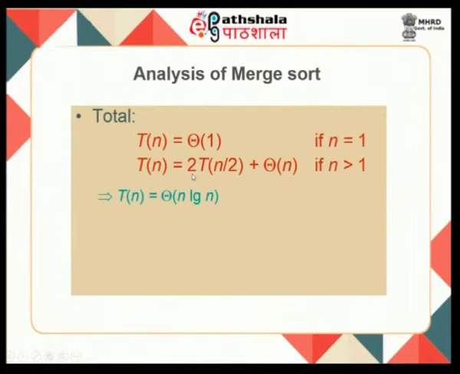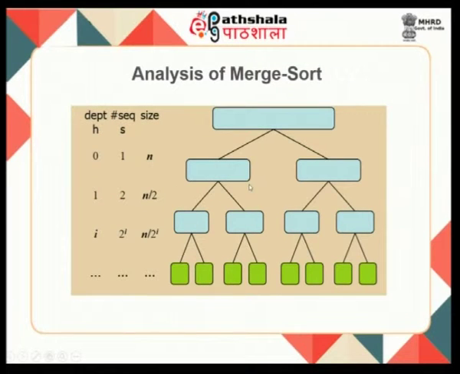Here A is equal to 2, and B is equal to 2. So, when we apply the Master's theorem, you can observe that the result is theta of n log n. Probably you can recollect, we also discussed the complexity analysis of merge sort using the recursion tree method.